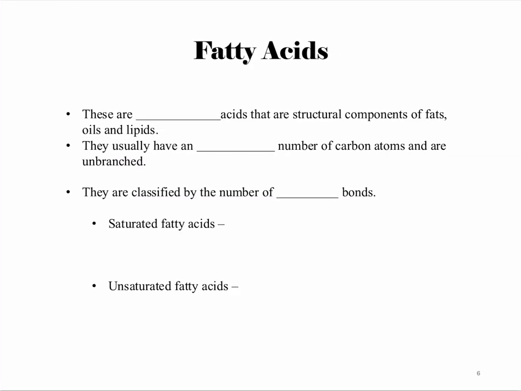So first we'll talk about fatty acids. So these are going to be carboxylic acids that are the structural components for fats, oils, and lipids, right? So again, the simple lipid had both an alcohol and a fatty acid side to it. They usually have an even number of carbon atoms and are unbranched. So that's why usually you see lipids drawn like this. They're not branched structures, right?